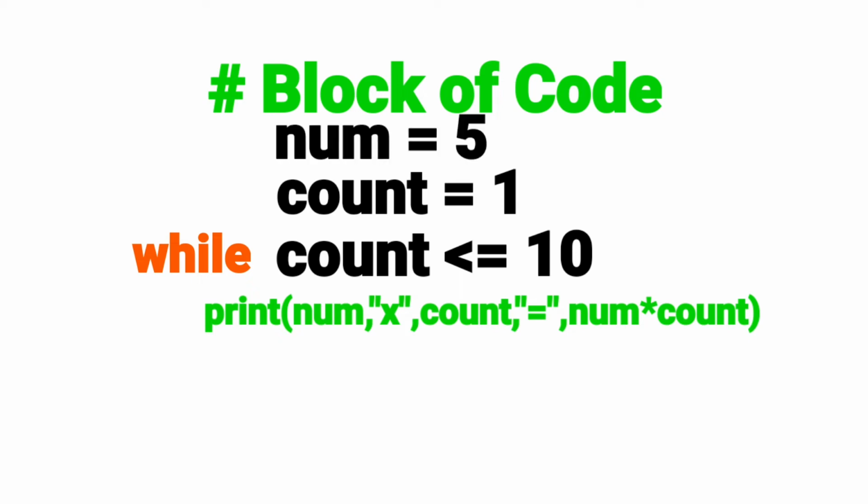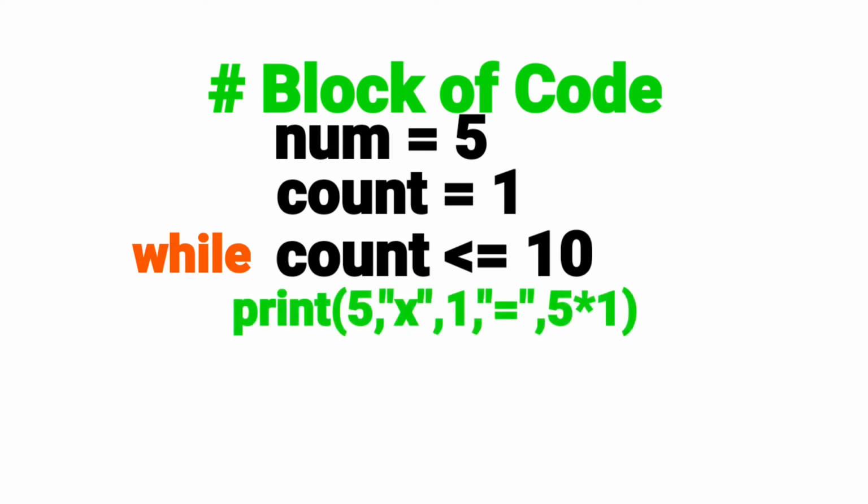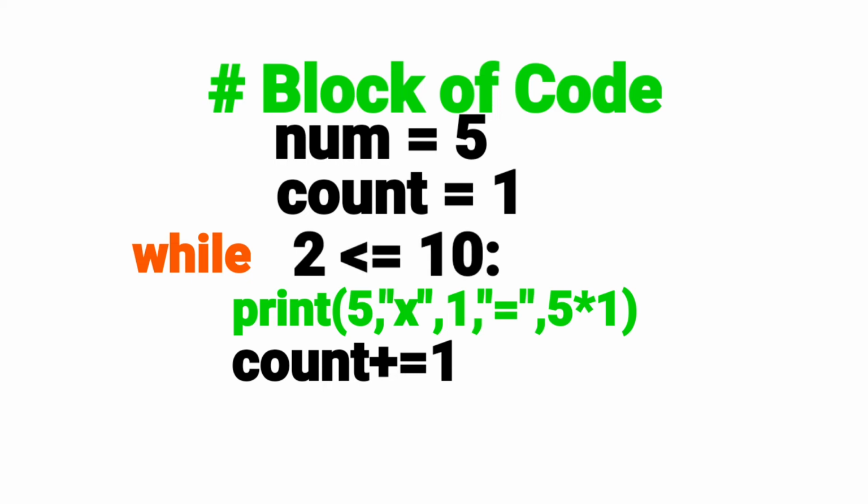Let's assume that num is 5 and count is 1. Then it will be printed as 5 into 1 is equal to 5. After this line is printed, the count variable will be increased by 1, so it will become 2, and 2 is smaller than 10, so it will run the while loop again. So our print statement will be somewhat like this: 5 into 2 is equal to 10.